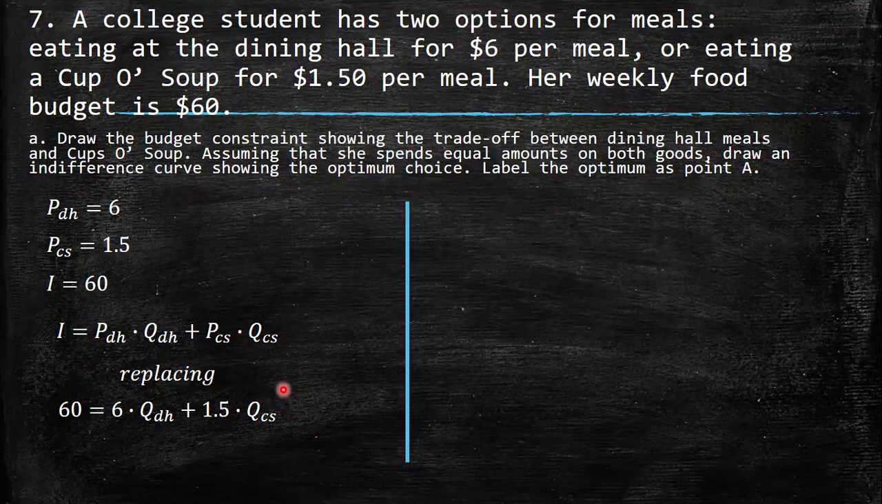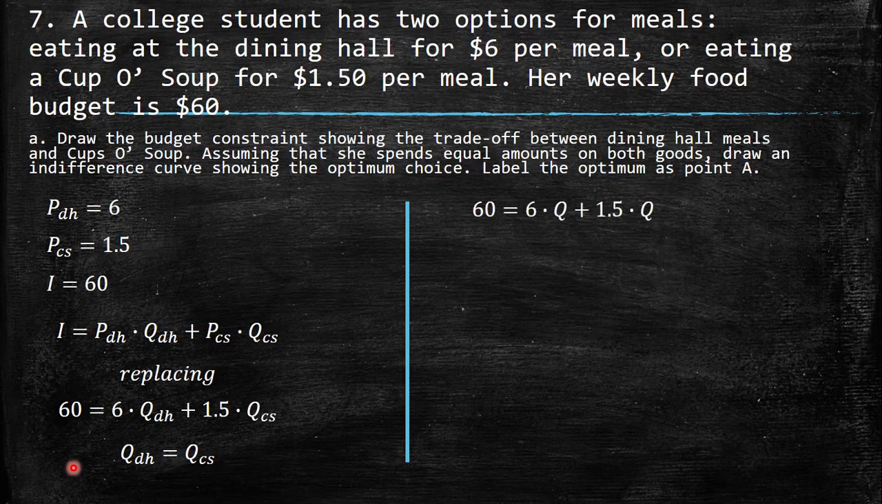Maybe you can think that this is just one equation with two variables. You know that this cannot be solved. However, we know another condition, that the quantity of the dining hall meals is exactly equal to the quantity of soups. Then you can replace just Q and you can solve for Q. Then you can sum these two. This will bring you 7.5.